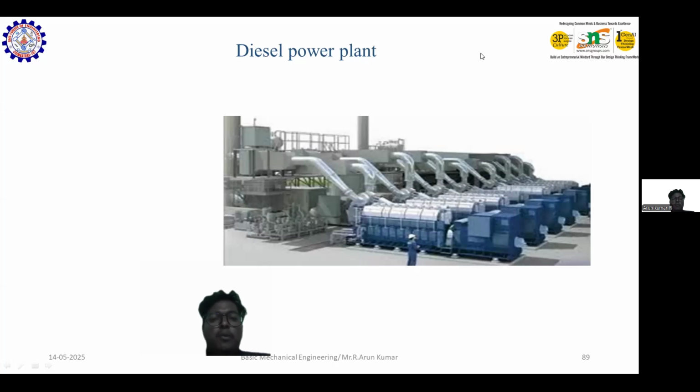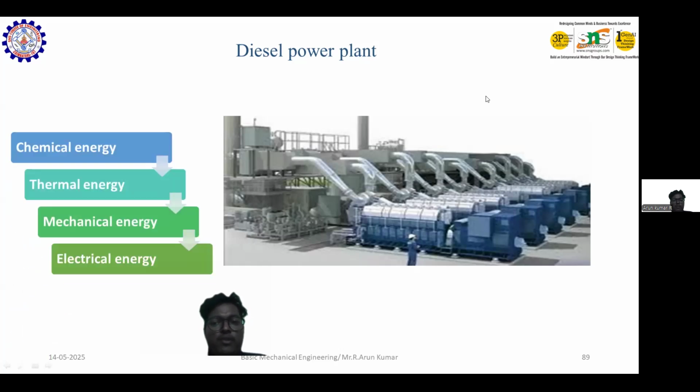The diesel power plant works with diesel, which is chemical energy. That chemical energy is converted into mechanical energy. That mechanical energy is coupled with the generator, and then we get electricity. This is how energy is transferred from one form to another form. So what are the main sources for the diesel power plant? They are chemical energy, thermal energy, mechanical energy and electric energy. These are the steps we use for the diesel power plant.